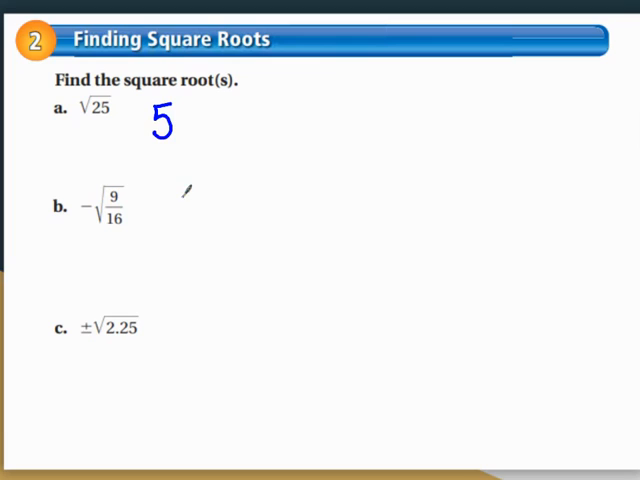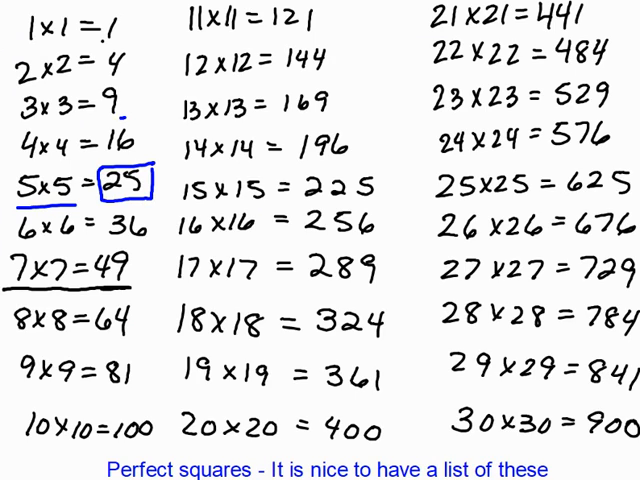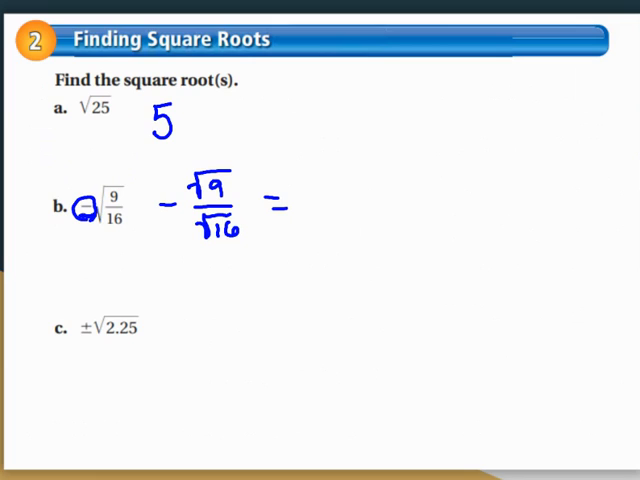For b, this one looks weird. What we're actually going to do is take the square root of 9 over the square root of 16. And we want the negative answer. Right there it says negative, so we want the negative answer. So looking for the square root of 9, I see that that is 3. And let's look for the square root of 16 as well. So 9 over 16 would be 3 over 4. So we get 3 over 4, and it's a negative. So remember, you're going to take the square root of the top and the square root of the bottom. For a number like this, we already know because of the sign in the front, we want a positive answer and a negative answer.